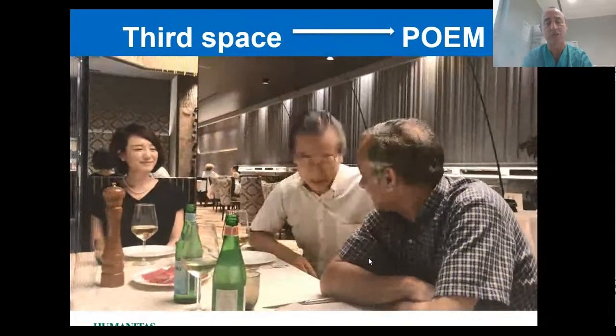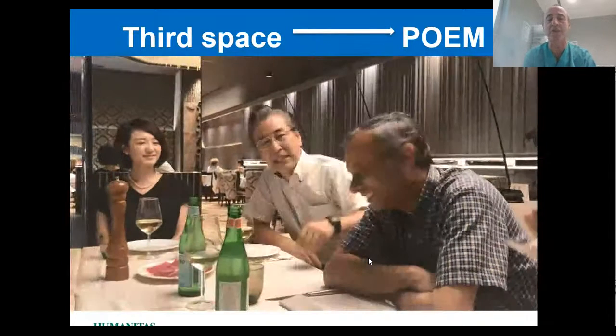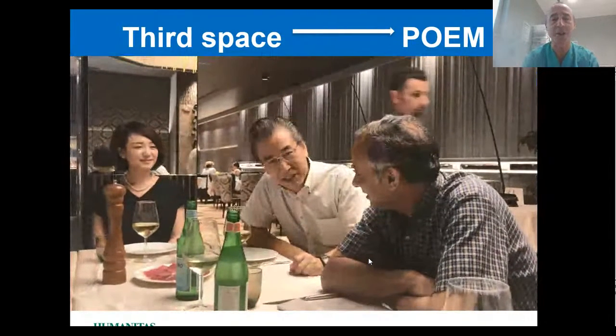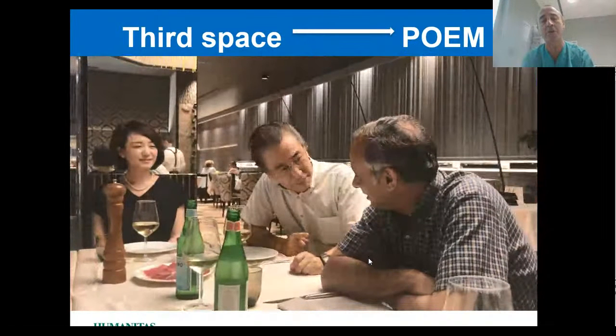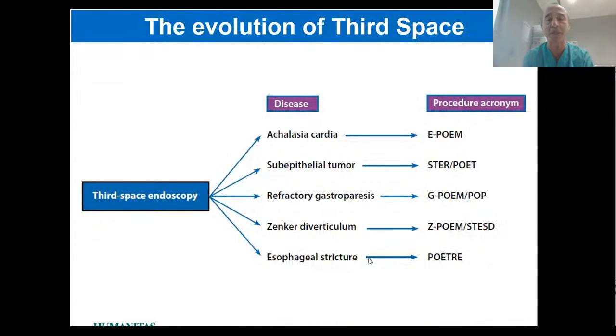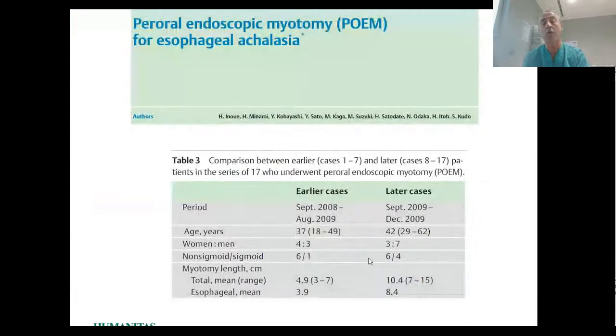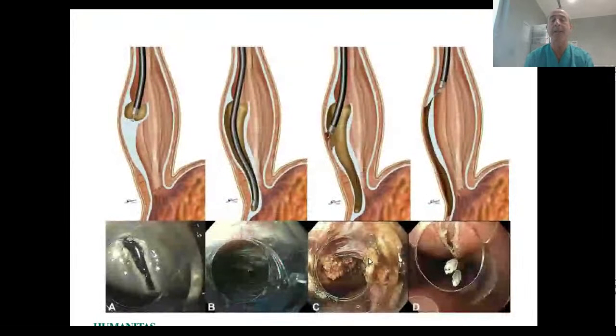As you can see, Haru Inoue was the first to create the name POEM, peroral endoscopic myotomy, and afterwards this became the beginning of a big evolution in the field of third space. Inoue reported the first series in Endoscopy in 2010, a very limited series but with outstanding results, showing that this was the way to go. He reported in that article beautiful drawings and pictures showing the technique.